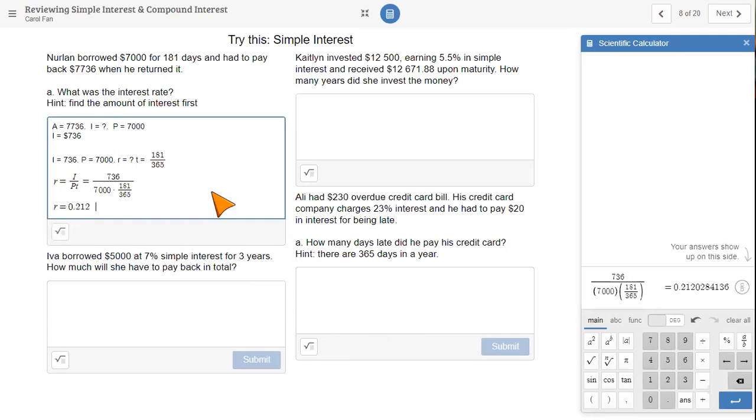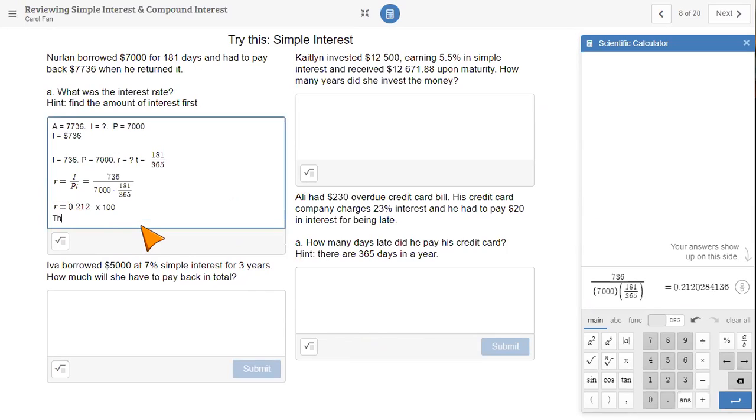And as a percent, I need to multiply it by 100. So we're taking our decimal spot and we're moving it 2 spots to the right. So the interest rate is 21.2%.